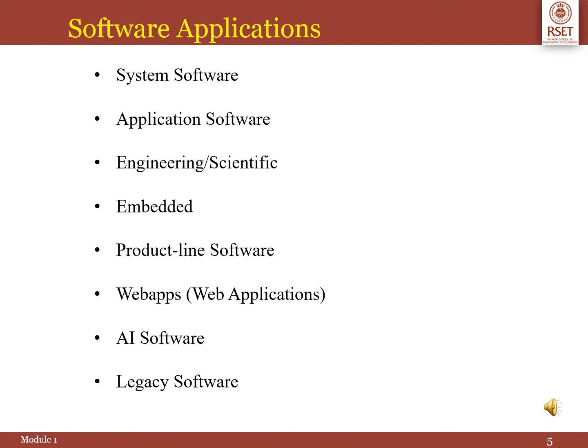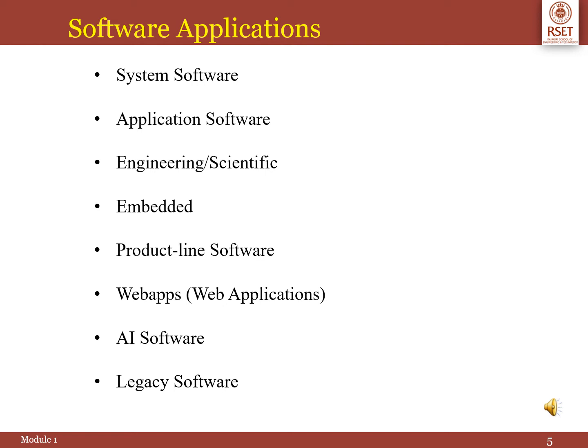Second one is the application software. They are standalone programs that solve a specific business need. Applications in this area process business or technical data in a way that facilitates business operation or management. Some of the application softwares are Microsoft Word, Paint, etc.